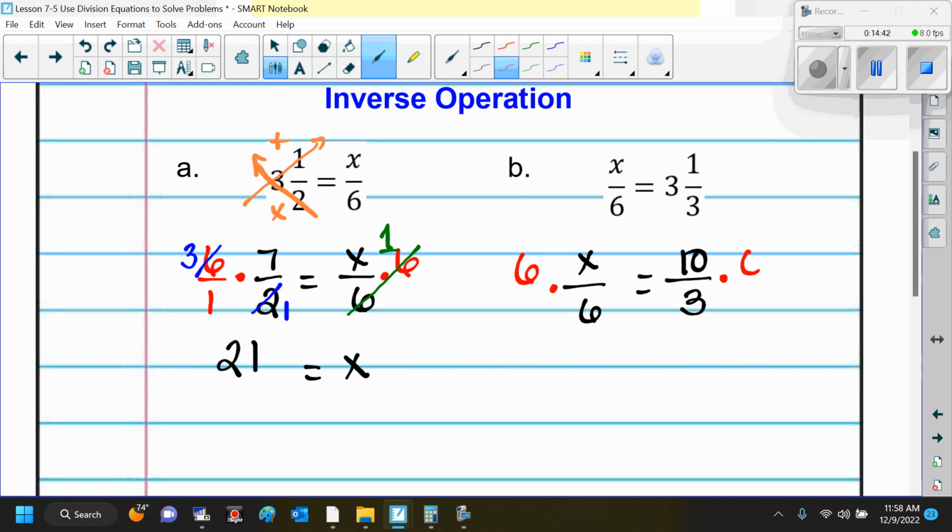Times 6. I'm going to put the 6 over 1 on that side. So those 6's cancel to 1, right? And 1 times x is x. And then over here, can I simplify on that side? Yes. So 3 divided by 3 is 1, and 6 divided by 3 is 2. And when I multiply straight across, what do we get? 20 over 1, which is just 20. All right. Is everybody clear?